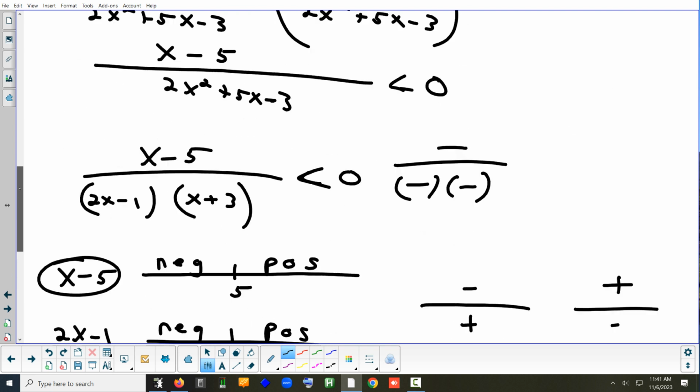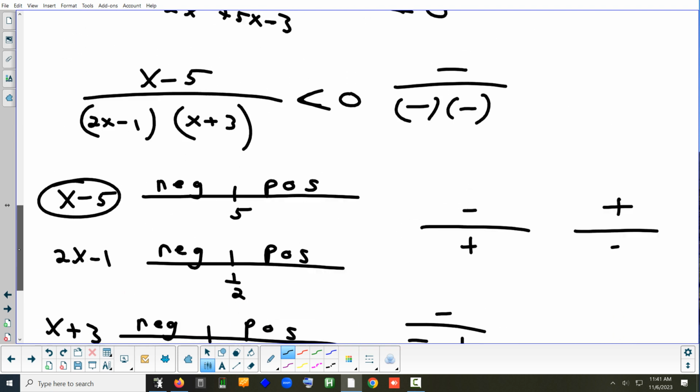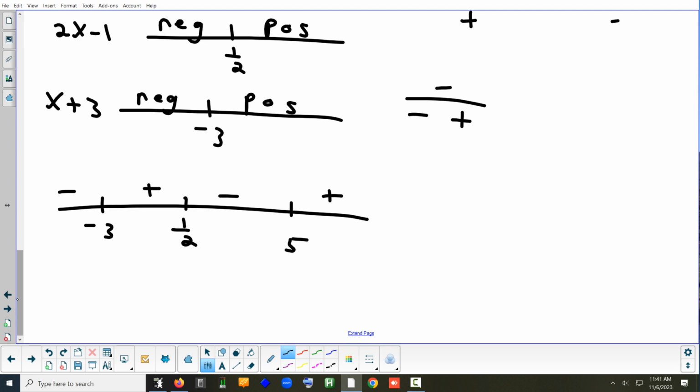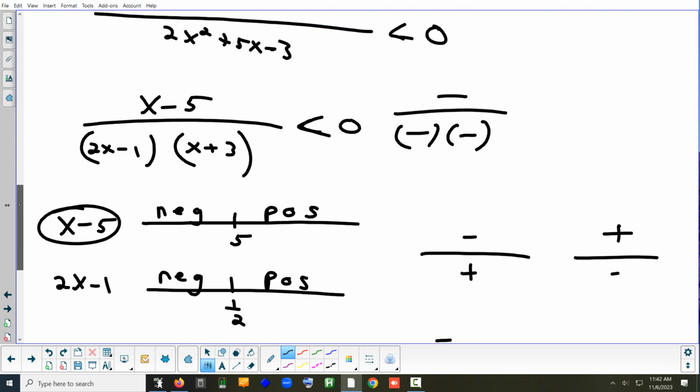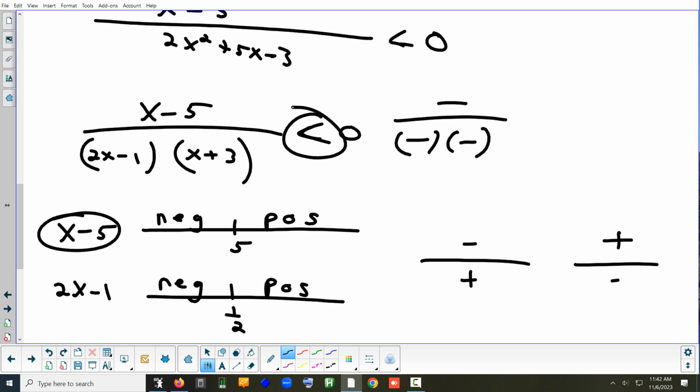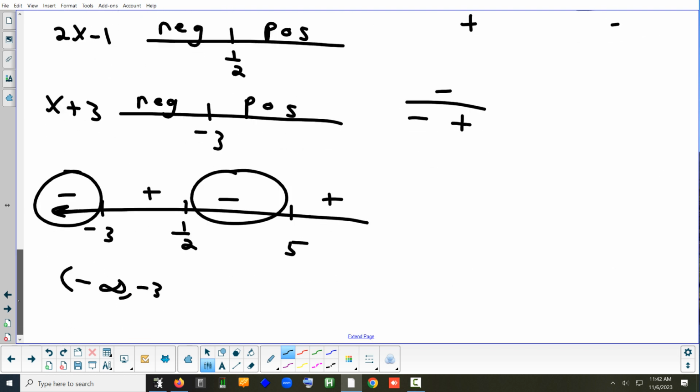So now the question is, where are you less than 0? How many sections on that number line are less than 0? 2. How low does this section go on the left? Below -3, all the way to infinity. So negative infinity up to, and do we include -3? No, there's no equal to right there. And even if it wasn't equal to, you can't include -3 for x because it would cause you to divide by 0. So you can't include -3.